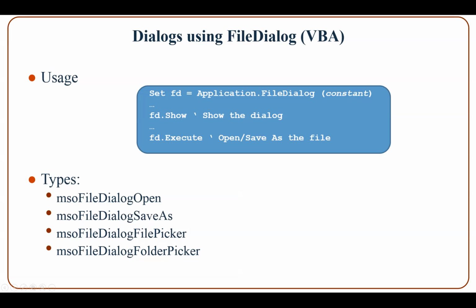This is how you use the FileDialog property in VBA. You set an object variable fd to the FileDialog property of the application object and give it a constant. Depending on which kind of dialog you want to open, you give it a different constant. Then you show the dialog by calling the show method, and open or save as a file by calling the execute method.